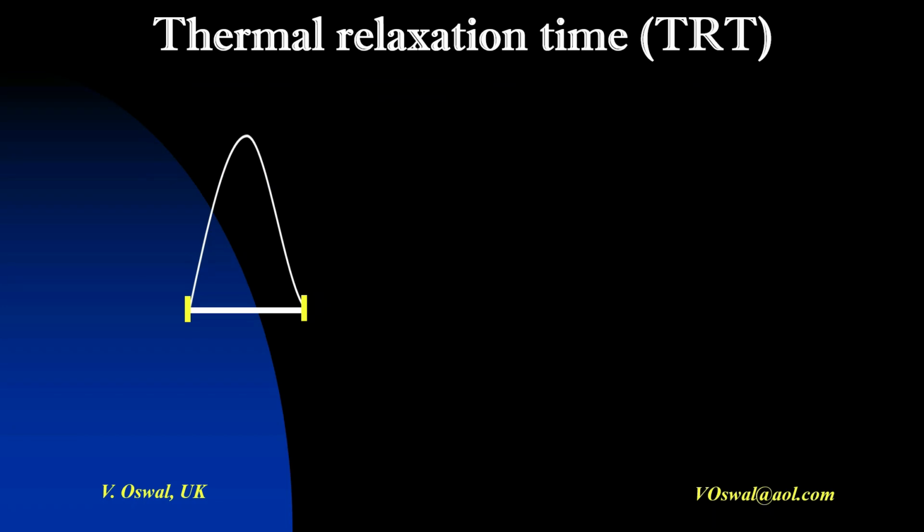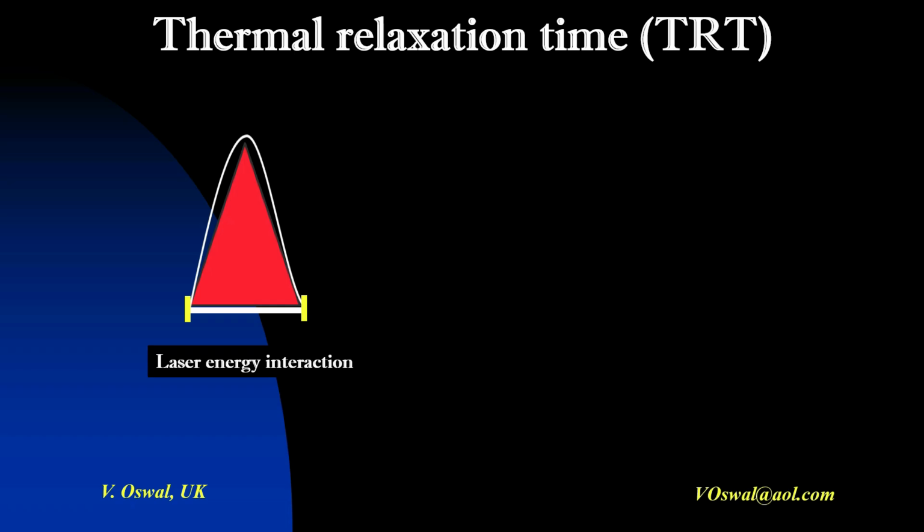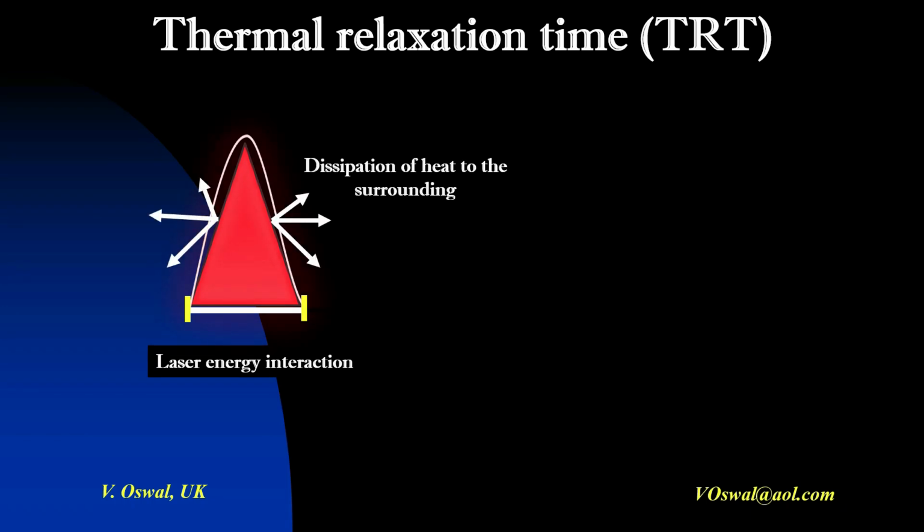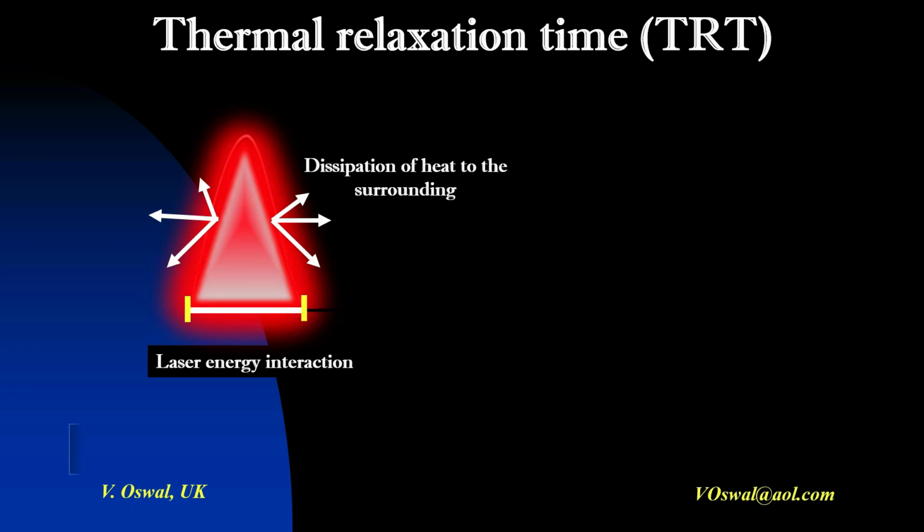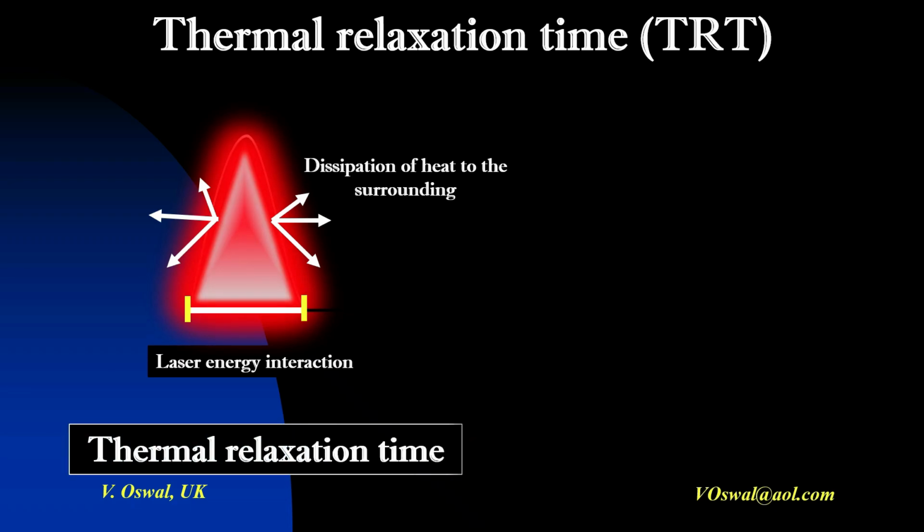The thermal relaxation time is a crucial parameter because it influences how quickly tissue can be destroyed. When energy is applied to a target tissue, it interacts with the tissue. The interaction converts the energy to heat. Meanwhile, since the surrounding environment is at a lower temperature, the tissue begins to release this heat and cool down. This cooling process occurs at a specific rate known as the thermal relaxation time.